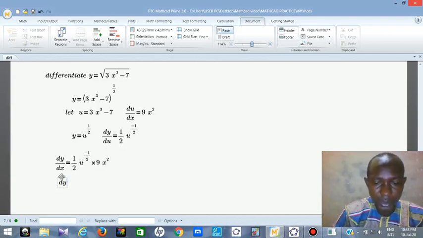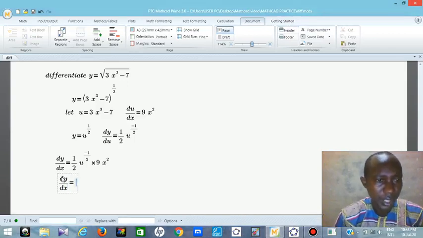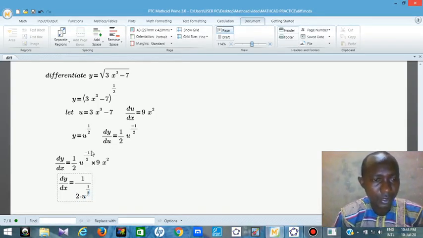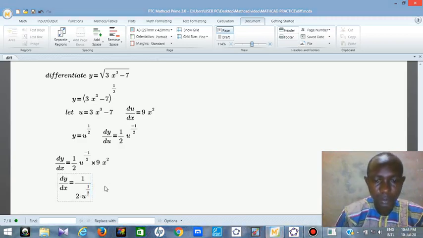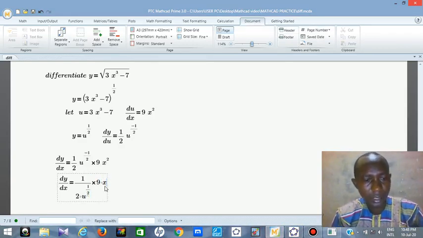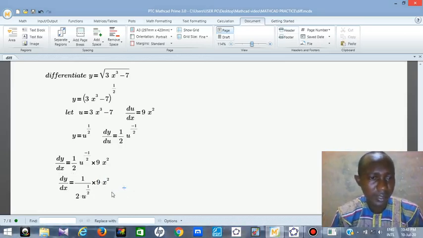Let's put it in the right order, which is dy dx. So dy dx will now be equal to 1 over 2. Then you know this is negative power, so when you have negative, now it will be 1 over u. So u is going to be in the denominator raised to power half, so u raised to power 1 over 2. Then multiply by 9 times 9x squared. So that is that.